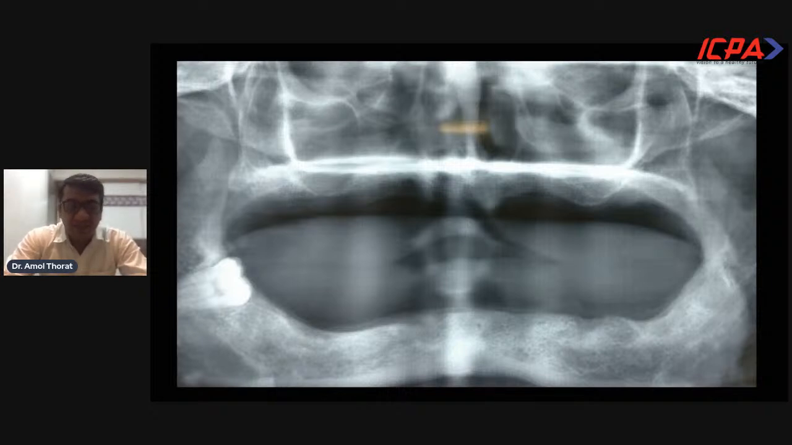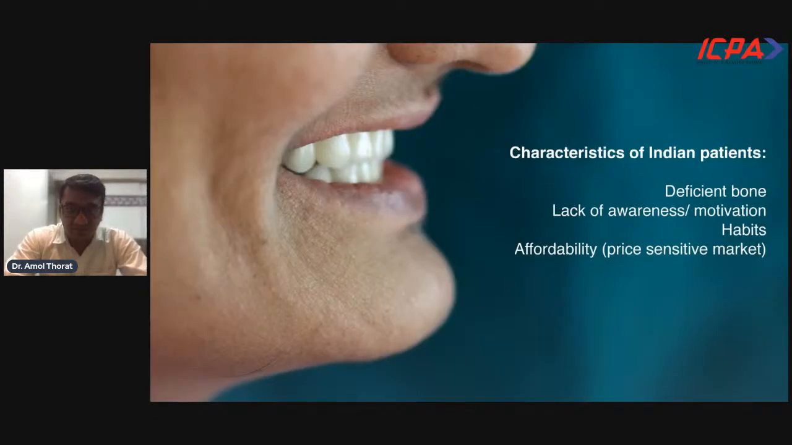We Indians and people in Southeast Asia, this part of Asia, we are unique in our genetic makeup, in that genetically we are having less bone as compared to our European or American counterparts, and that poses a very big challenge as far as implant practice is concerned. So coming to the characteristics of Indian patients, we have number one, deficient bone. Number two, there is lack of awareness and motivation. Number three is the habits.